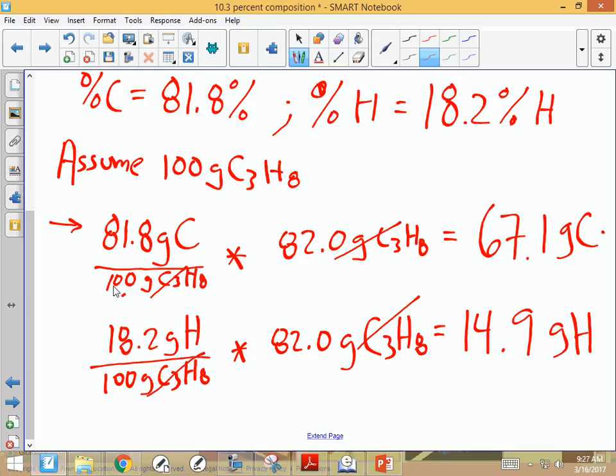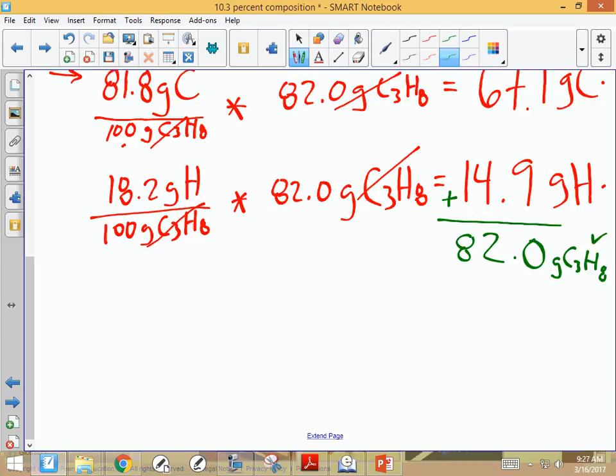Same thing, 14.9 grams of hydrogen. Last thing, we can check it by adding these two, and they should add up to the number of grams of propane that we were given. 82 grams of C3H8 checks out. So now that we've done that, you should be able to do problems number 37 and 38 on page 329.